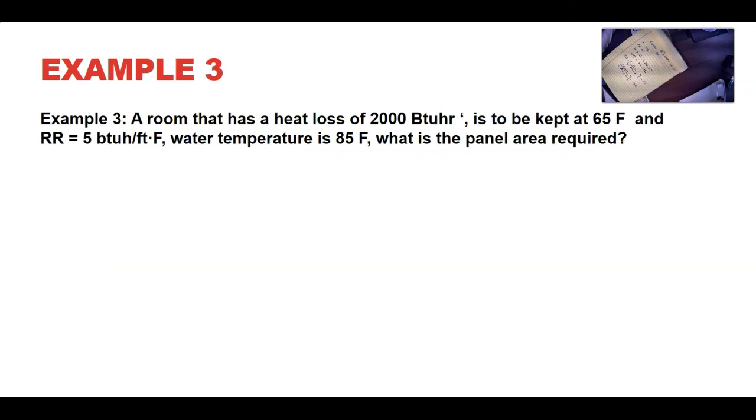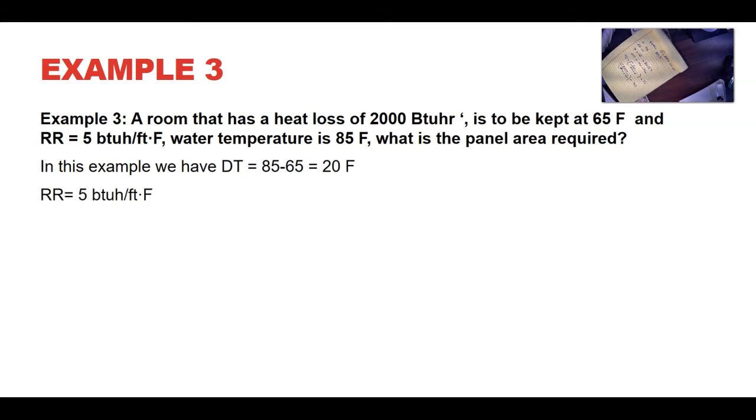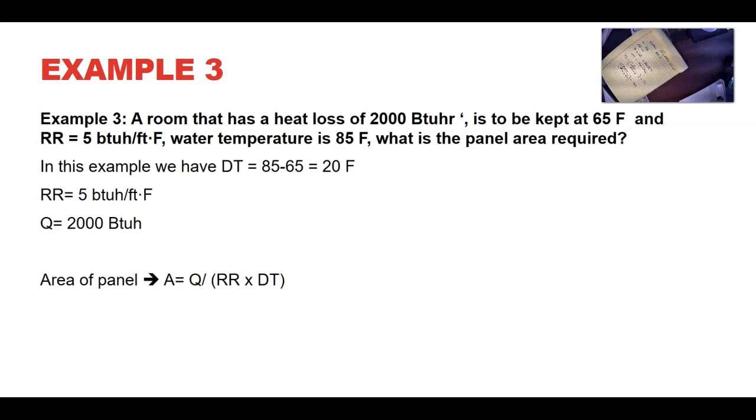Okay, another example here. And this time we are looking for the panel area. So in this example, we have a delta T of 20 degrees, radiation rate is 5, heat load is 2000, and this is direct substitution, and you can find the equation here on page 159. Okay, the area required is 20 square foot. To use this panel, this rate, you need at least 20 square foot.